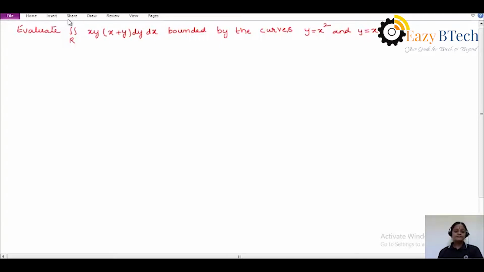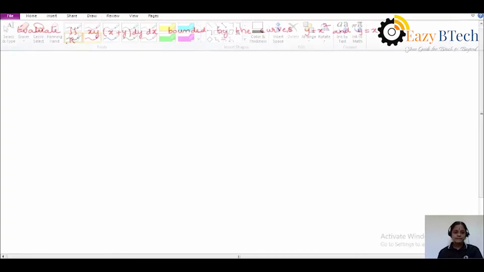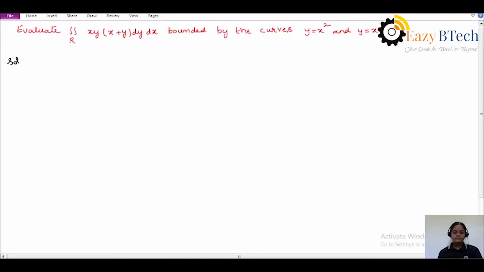And here is the problem: evaluate the double integral of xy(x + y) dy dx over the region bounded by the curves y = x² and y = x. So the solution: the given curves are y = x² and y = x.